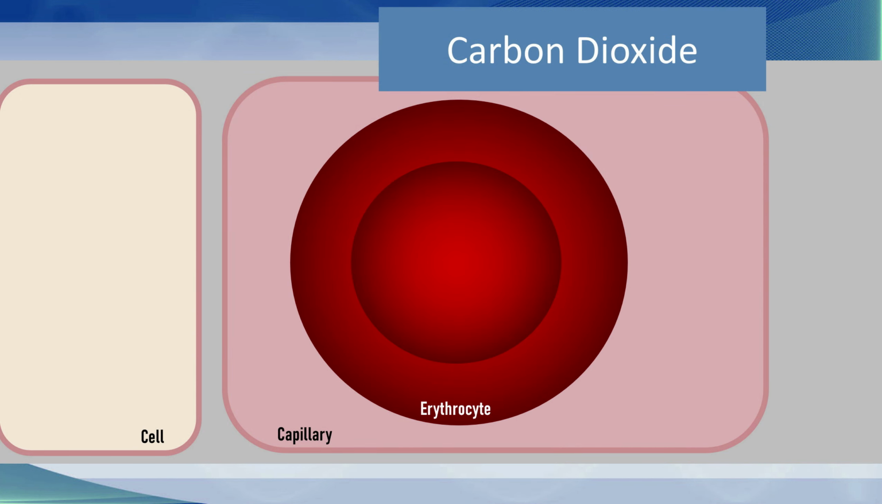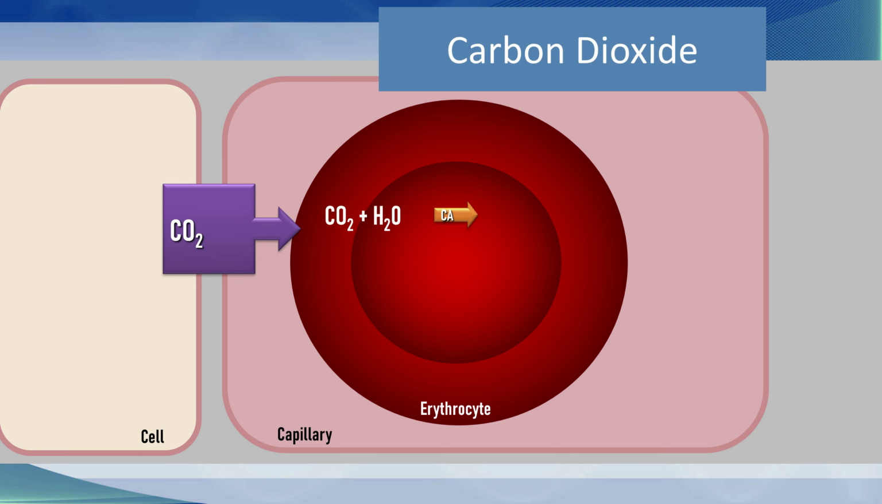Remember that CO2 is produced by cellular metabolism. It diffuses across the cell membrane, which is freely permeable to carbon dioxide. Some of the carbon dioxide dissolves in the blood, some of it enters erythrocytes. When it does so, it's hydrated with water in the presence of carbonic anhydrase to carbonic acid. That ionizes immediately to release bicarbonate.